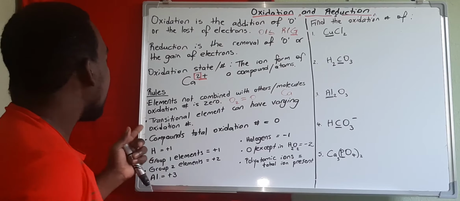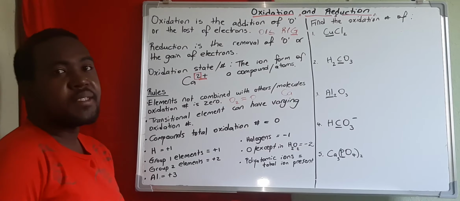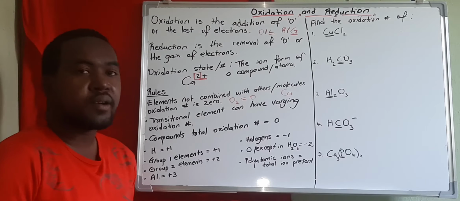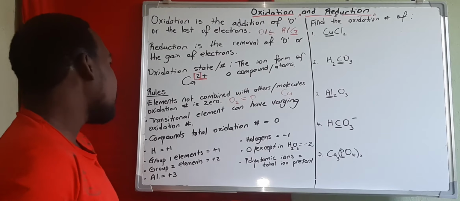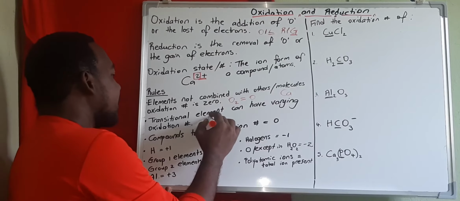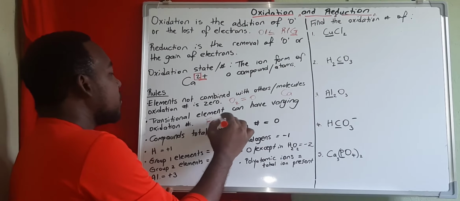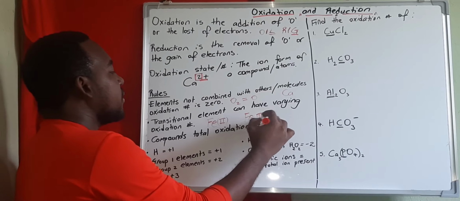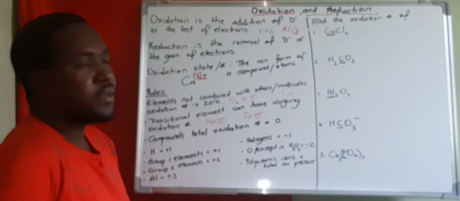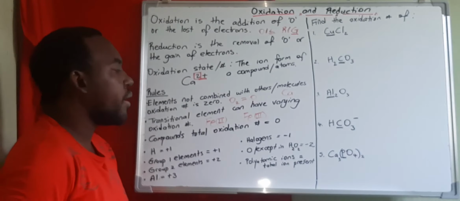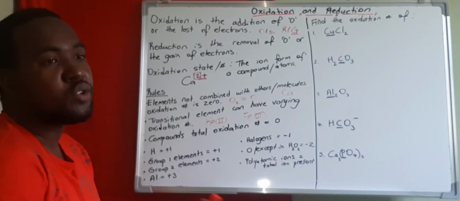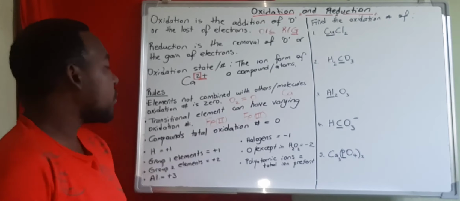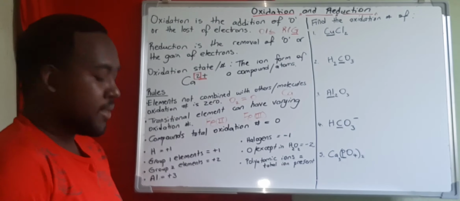Now, for transition elements, those in the center of your periodic table, they have varying oxidation numbers. So you sometimes will see Fe2 or Fe3. These Roman numerals specify how much these elements will donate because they're metals. Now, compounds' total oxidation number is 0.